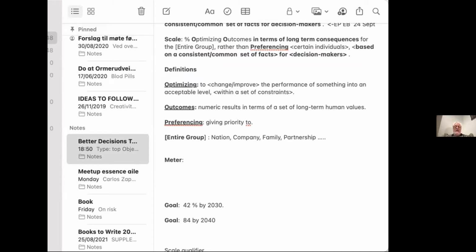Okay, we had an entire group equals family. And I'm going to go down here and write entire group is family and partners. And sometimes I'll put that in little set parentheses to indicate it's a set, okay?